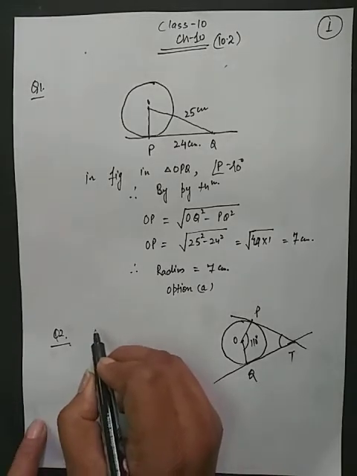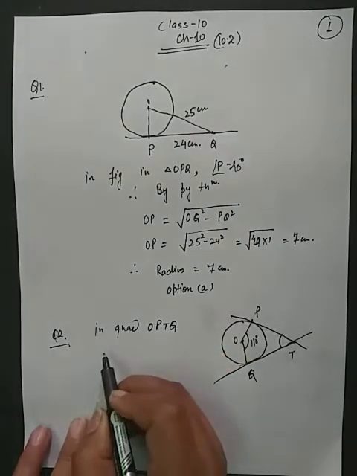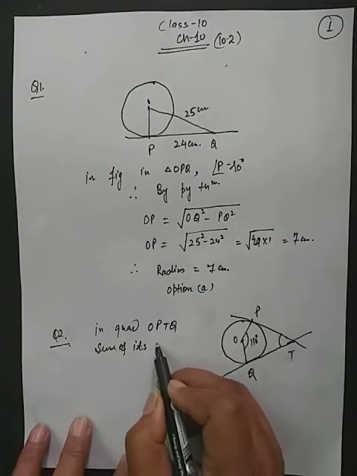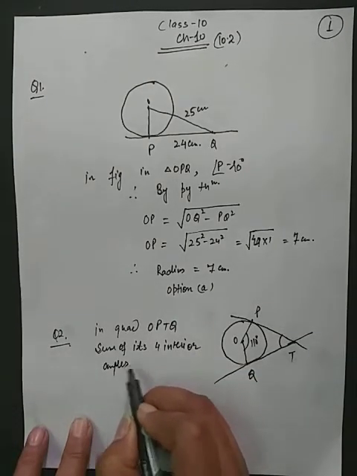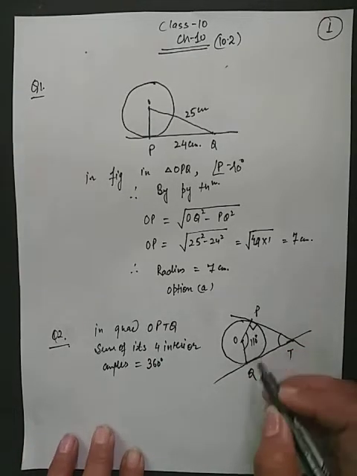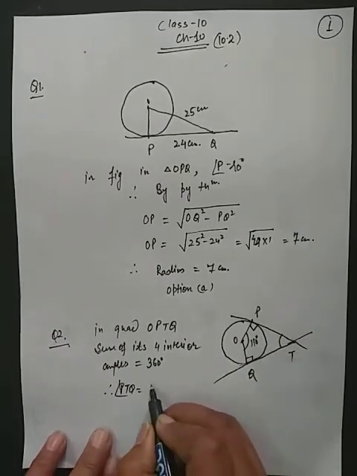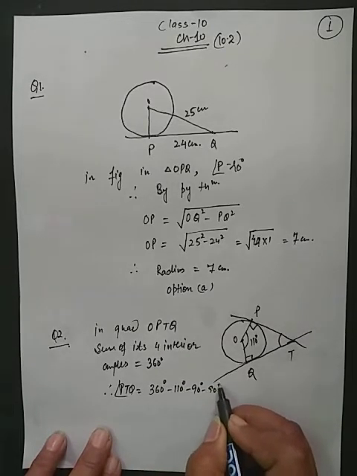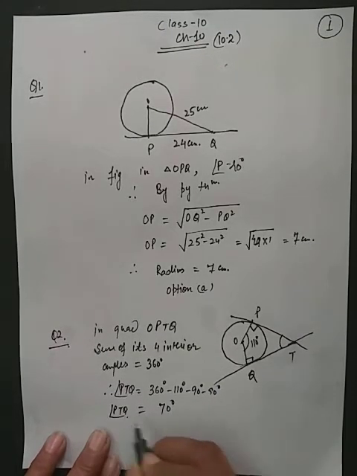So we can solve it in quadrilateral OPTQ. Sum of its four interior angles is equal to 360 degree, and in which angle P is of 90 degree and angle Q is also of 90 degree. So therefore angle PTQ will be 360 minus 110 minus 90 minus 90, and angle PTQ will be of 70 degree.